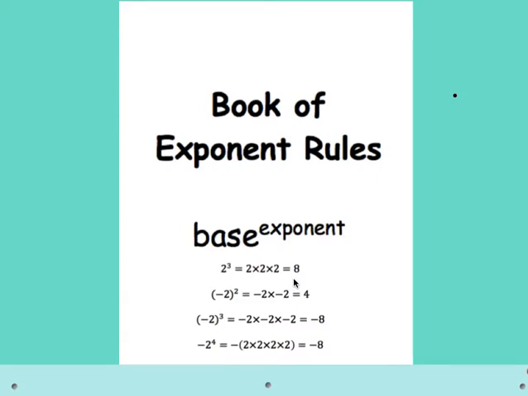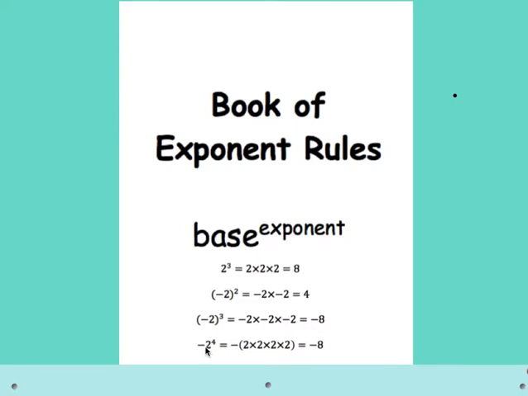Now, there are a couple things we have to remember dealing with negatives. Negative 2 squared is negative 2 times negative 2, which is a positive 4. So the basic rule is if we have a negative number in parentheses to an even power, the answer is positive. Let's look at a negative number in parentheses to an odd power. The result is negative.